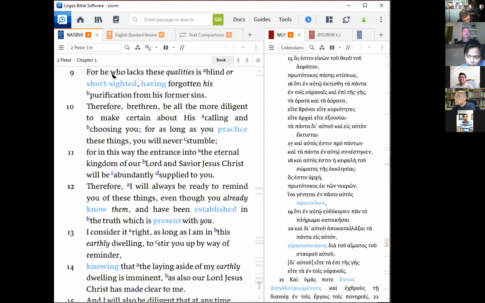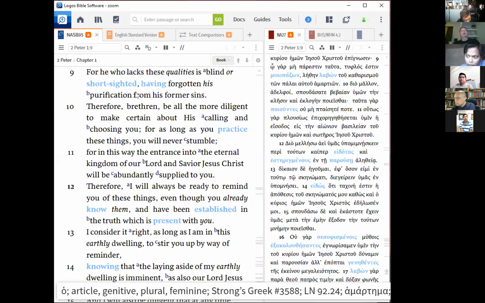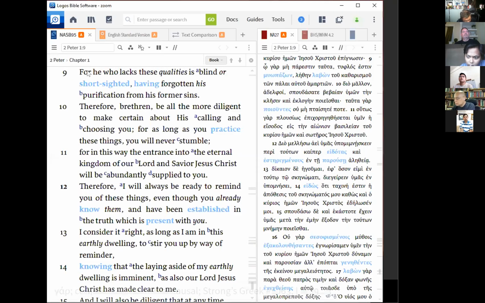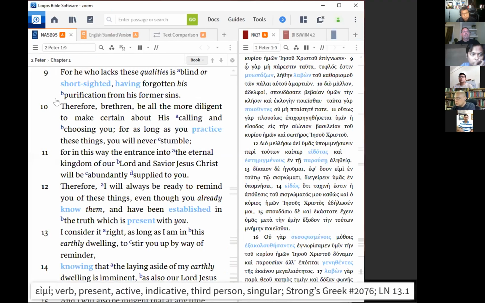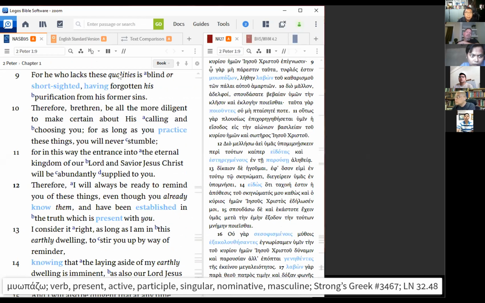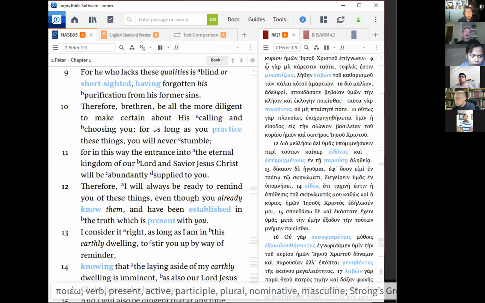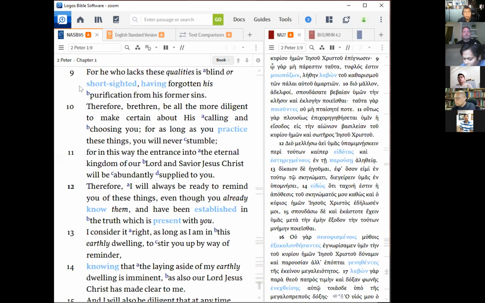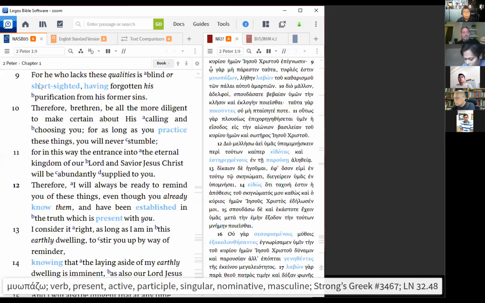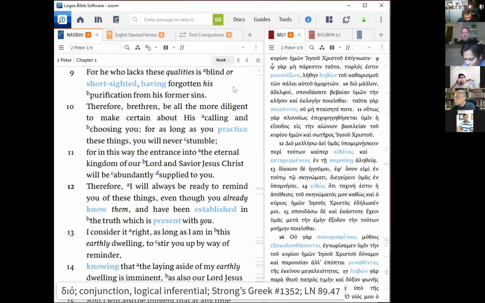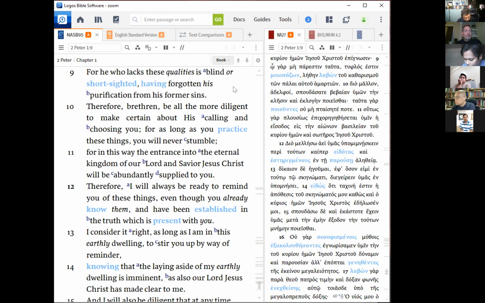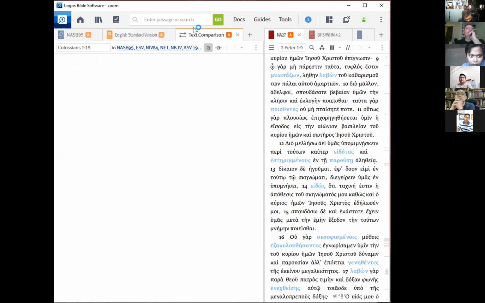There we go. Okay, notice in the New American Standard, it translates it, he who lacks these qualities is short-sighted. It doesn't say is being short-sighted. I would prefer saying being short-sighted. It would show me that idea that this is a participle. So there's this ongoing nature that could be a point of emphasis by Peter here. So I would prefer that translation. Let's see what the other translations do just for fun.